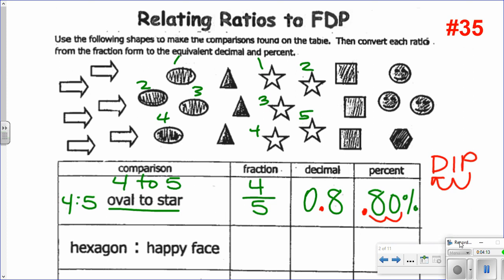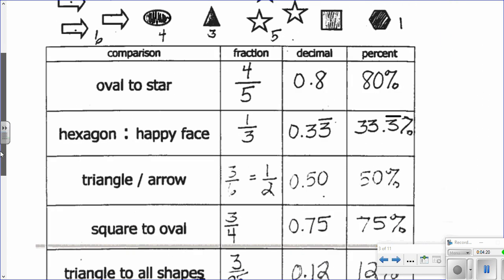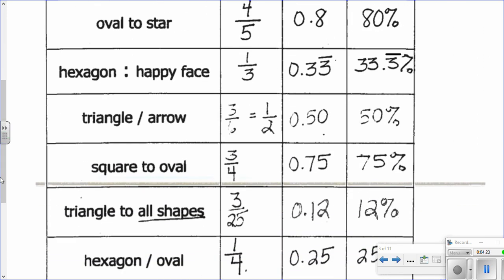All right, so welcome back. I'm going to scroll over. So here are your answers. We did the first one together. So the second one, you should, a couple things to look out for.